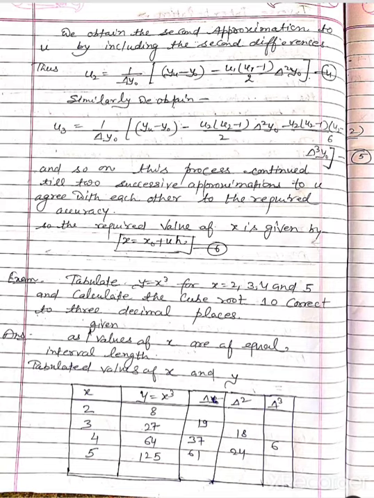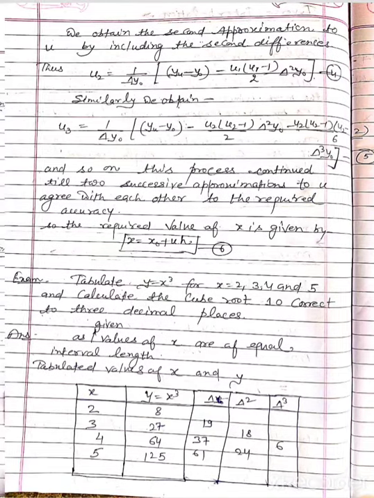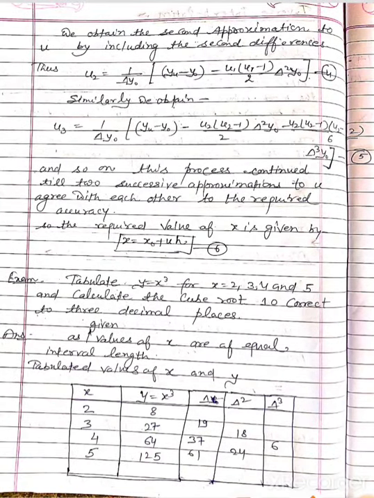We have to find the value of x correct to 3 decimal places, for the cube root of 10. As we can see from here, the given values of x equal to 2, 3, 4 and 5 are equally spaced, so we take the method of successive approximation for the inverse interpolation.